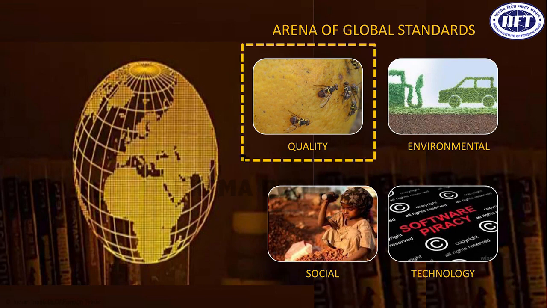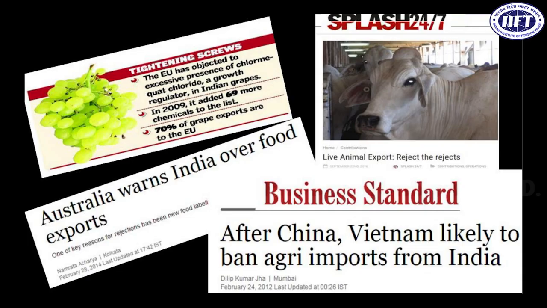Now this quality can be of 2 kinds. Quality ensured when you are exporting an agricultural product, and quality assurance when you export a manufacturing product. You must have been aware about the quality issues Indian agricultural exports have. For example, our Alfonso mangoes were banned in Europe.